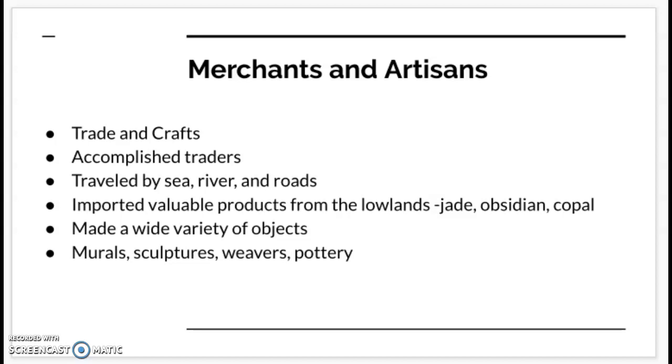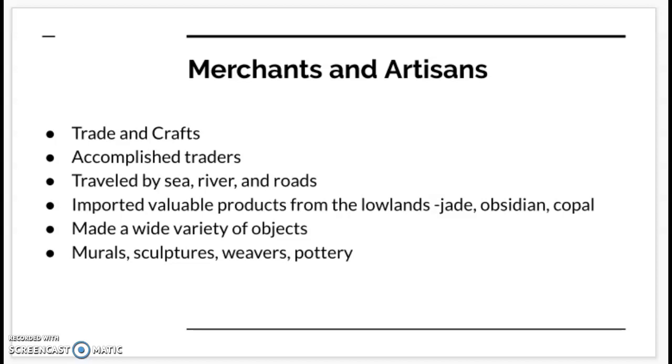They learned to travel by sea, the river, and roads that they built through, connecting the different empires. They imported very valuable products from the lowlands, such as jade, obsidian, and copal. So those were all types of stones that they used to decorate things.